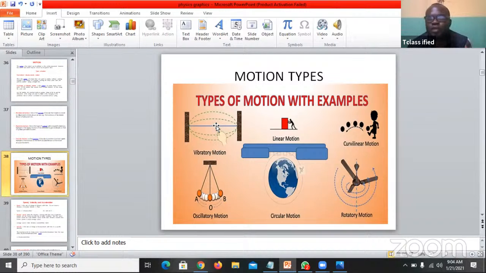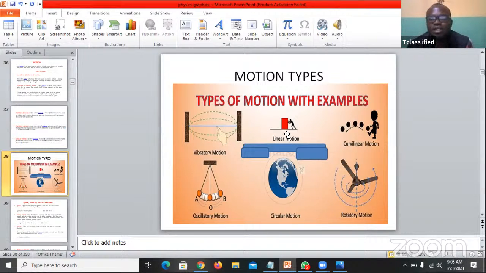So this is what we call vibratory motion. Similar to what you have when you pluck the string of your guitar, or if you have a rope like this that is tied at both ends, if you just tap this rope here, that kind of up and down motion, we call it vibratory.